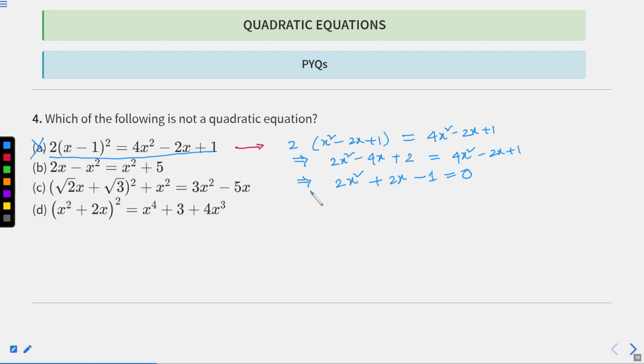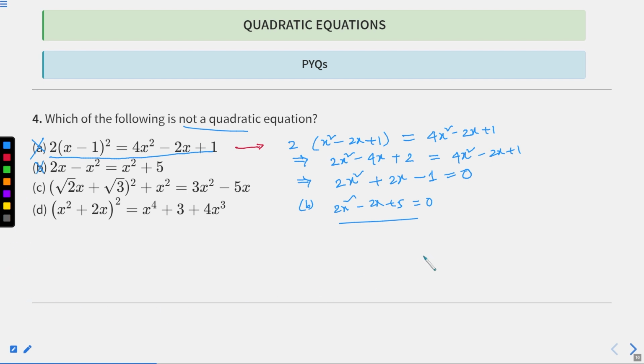Now if we check option number B, we have been given 2x minus x square is equal to x square plus 5. If we simplify this equation, we basically get 2x square minus 2x plus 5 is equal to 0. This equation 2x square minus 2x plus 5 is equal to 0 is a quadratic equation, since it is of the form ax square plus bx plus c is equal to 0. According to the question we need a non-quadratic equation, so option B is also a wrong option.